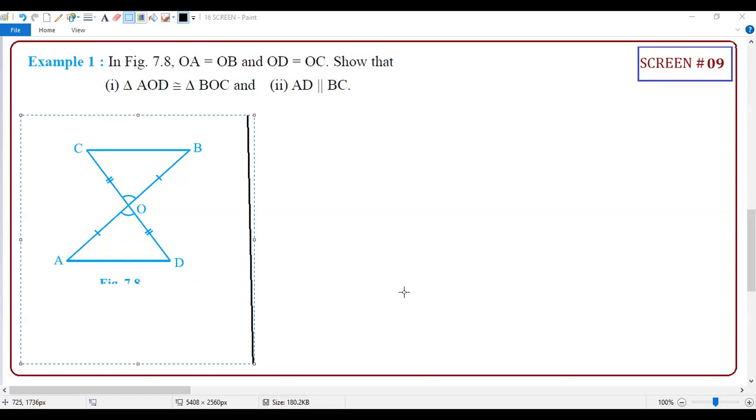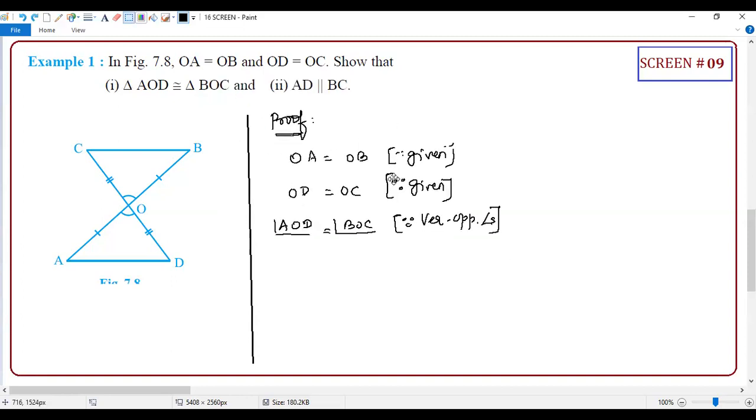Sir, I got the answer. SAS criteria, right? And also angle AOD and BOC are a pair of vertically opposite angles, sir. Excellent. You have done a great job. Everyone is working, super. So your proof starts.